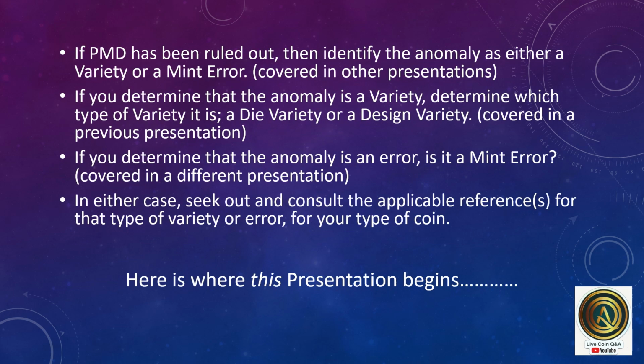If post-mint damage has been ruled out, then identify the anomaly as either a variety or a mint error. This too is covered in other presentations. If you determine that the anomaly is a variety, determine which type of variety it is, a die variety or a design variety. This is covered in a previous presentation.